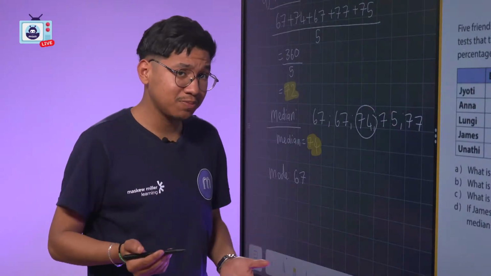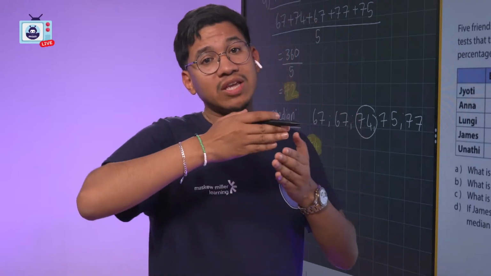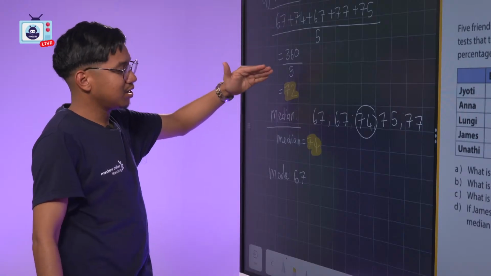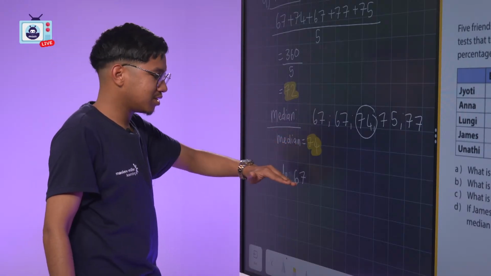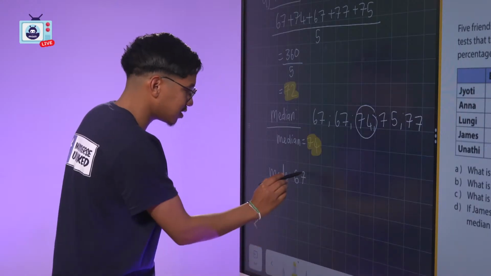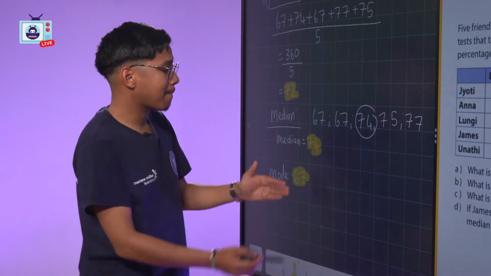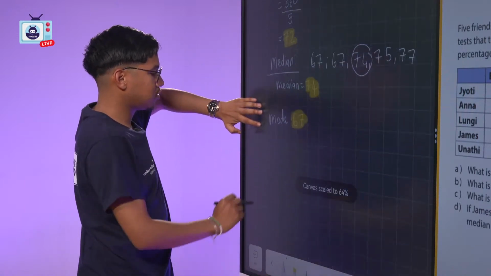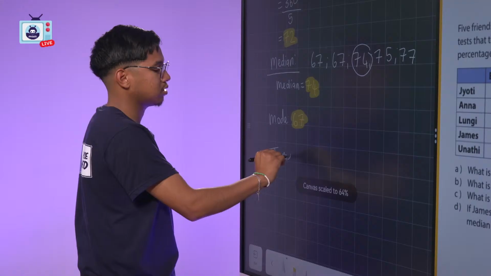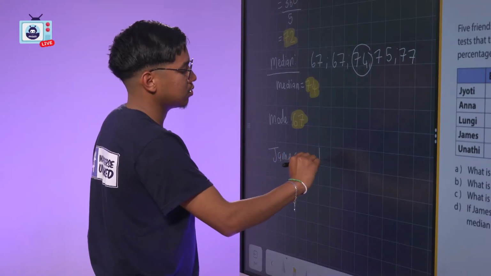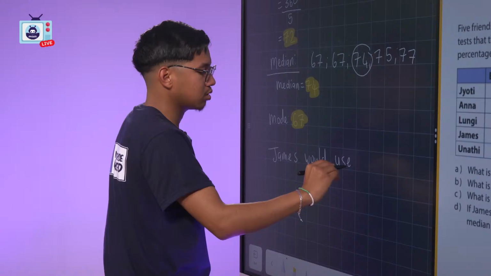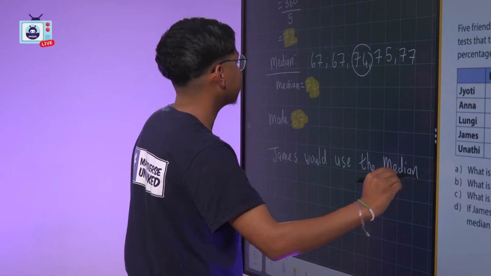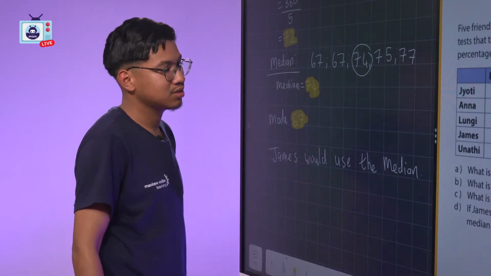So if you want to impress his parents, you want to choose the one that gives him the highest number. So for my mean, I got 72. For the median, I got 74. For the mode, I got 67. And between the three numbers over here, it is very obvious that my median is the biggest number. And that is why I can say, therefore, James would use the median. That is simply because the median gives us 74.